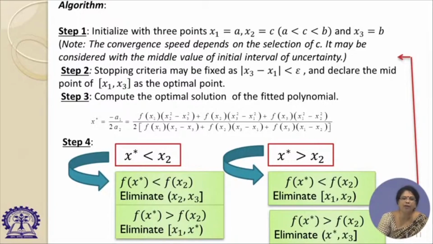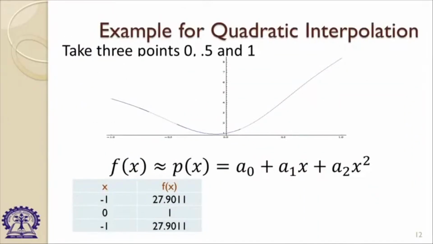After elimination, what will we do? We will again go back to step 1, because we are defining a new interval of uncertainty. We are redefining the left point, redefining the right-hand point, and we are having another point in between as well. Again we will repeat the process. Let us see the same thing with the example.